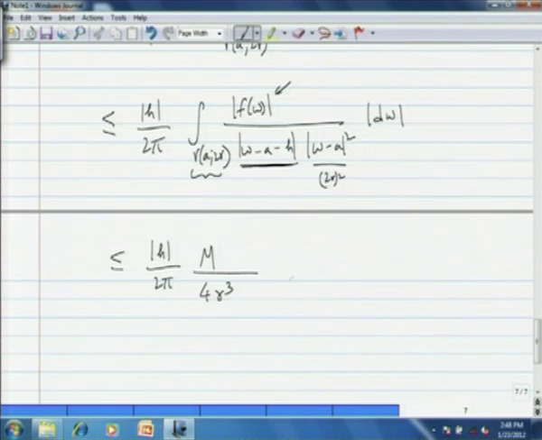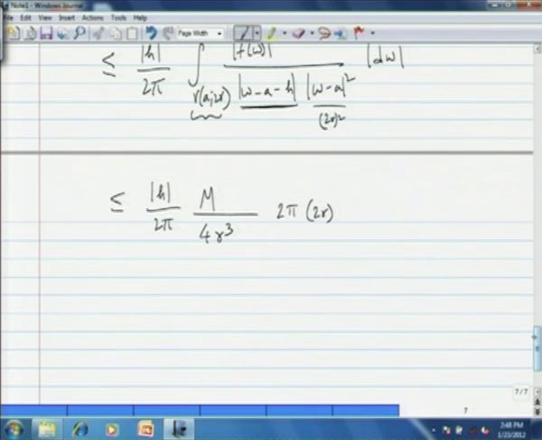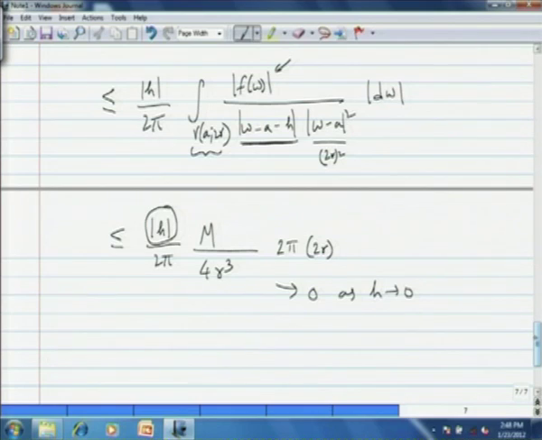So, we get r times 4 r squared, 4 r cube here, times 2 pi times the radius, radius is 2 r. Okay, that is the length of the curve. So, all in all this quantity on the right hand side tends to 0 as h approaches 0. Clearly, the modulus of h is in the denominator, the others are all constants. So, the modulus of h in the numerator causes this quantity to go to 0.